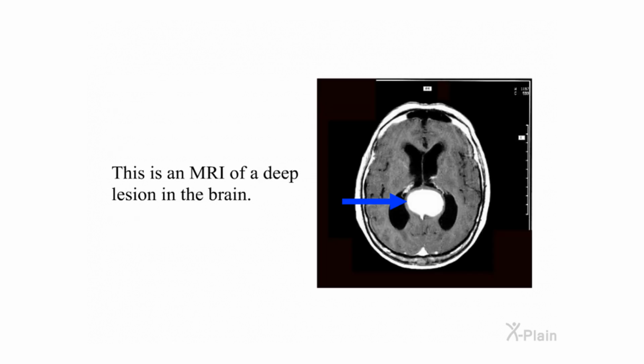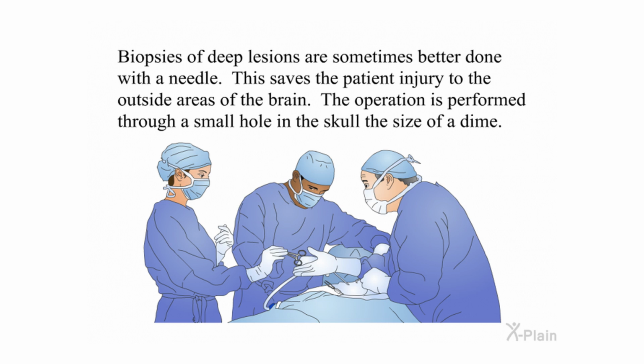This is an MRI of a deep lesion in the brain. Biopsies of deep lesions are sometimes better done with a needle. This saves the patient injury to the outside areas of the brain. The operation is performed through a small hole in the skull the size of a dime.